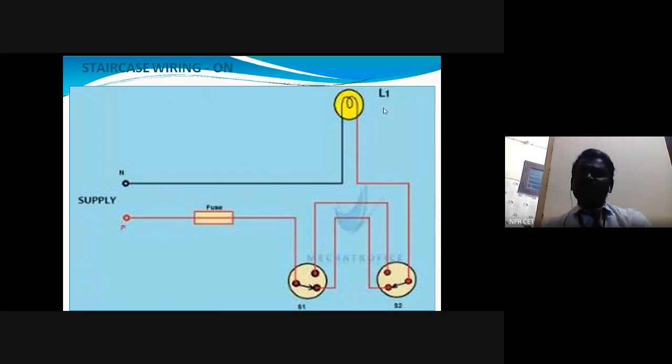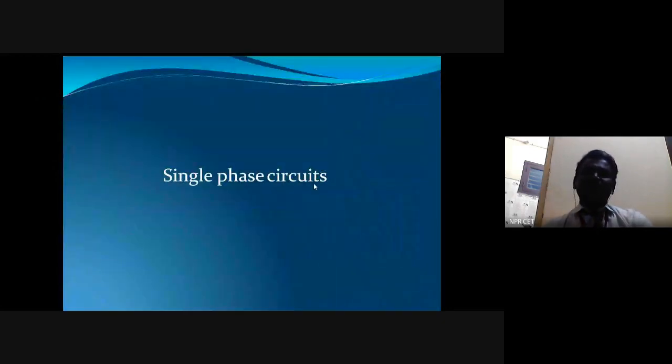If L1 is on, S1 and S2 are connected in this position. So if either S1 or S2 is changed, lamp L1 is off. Right? So this is the operation of staircase wiring. Now we will see the single phase circuits.